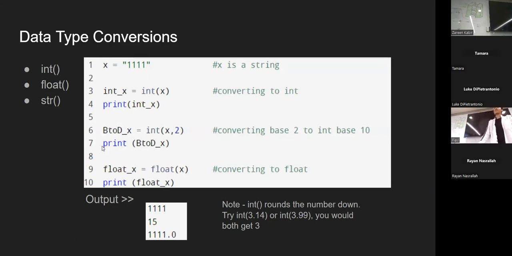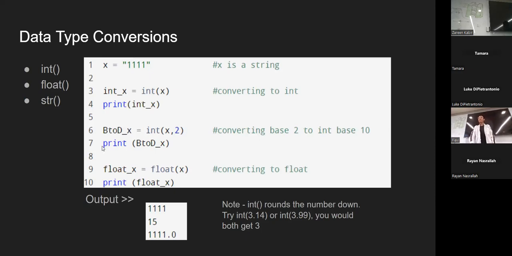First, I define x as a string. In that string is 1111, four ones. After that, I convert that into an integer type using the int function. It's a built-in function. So int(x) will give you the integer 1111.